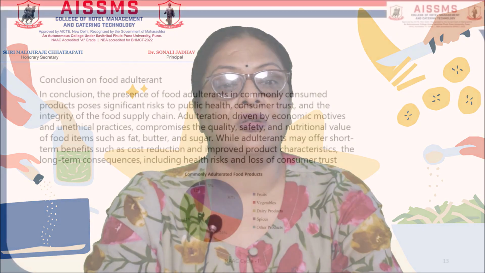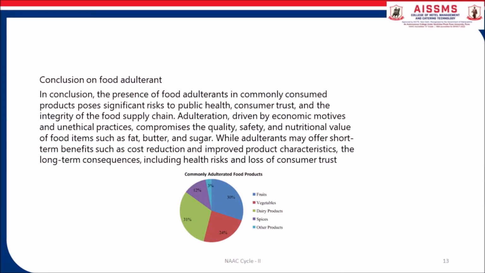Overall, while adulterants may offer a short-term benefit such as cost reduction and improved product characteristics, the long-term consequences including health risk and loss of consumer trust far outweigh these advantages. The purity and authenticity of food products is essential for safeguarding public health and maintaining the integrity of the food supply chain. To conclude, the presence of food adulterants in commonly consumed products poses significant risk to public health, consumer trust and integrity of the food supply chain.